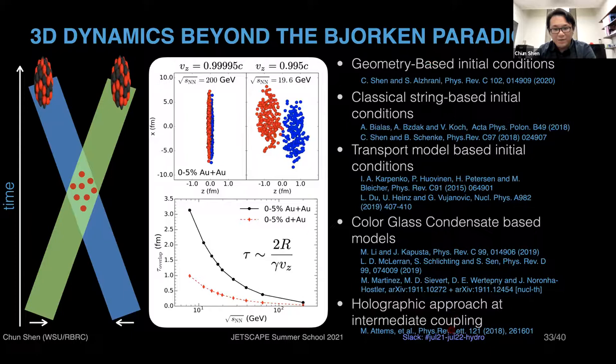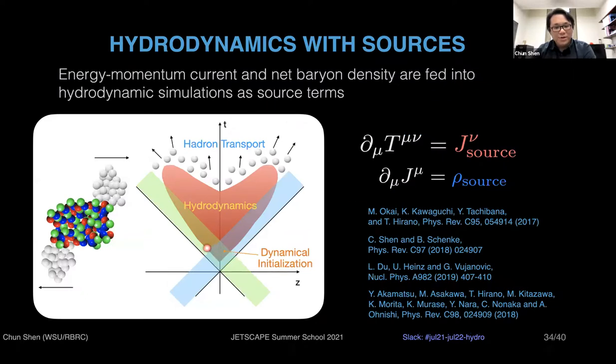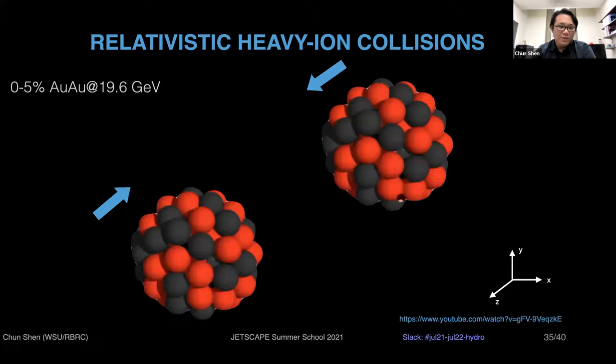So over the past few years, there have been a lot of different types of models trying to go beyond the so-called Bjorken paradigm, where the two nuclei are approximated as two thin sheets colliding with each other, and taking into account finite interactions between them while they pass through each other. As the two go through each other, you really need to initialize hydrodynamics at different times for different positions. This is usually called the dynamical initialization scheme, where as the two nuclei pass through each other, you continuously feed the hydrodynamic fields with energy momentum and source terms, as well as charge sources as they evolve. So one of the simulations looks like this.